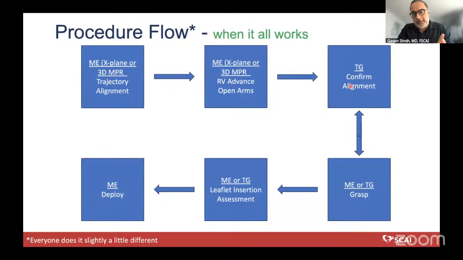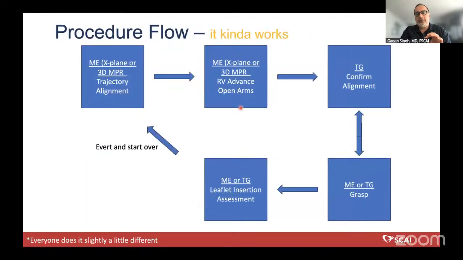Now, Rhonda may not agree with us, but I still find a lot of value in at least confirming the transgastric alignment one more time. We have been fooled with NPR. Maybe we just need to learn a little bit more. But really the transgastric confirms. And then here you kind of go back and forth sometimes. But for the vast majority of times, you could either grasp in transgastric, as Matthew talked about, or you go back to mid-esophageal, build your NPRs and do your grasp. You do your leaflet insertion assessment, and you deploy.